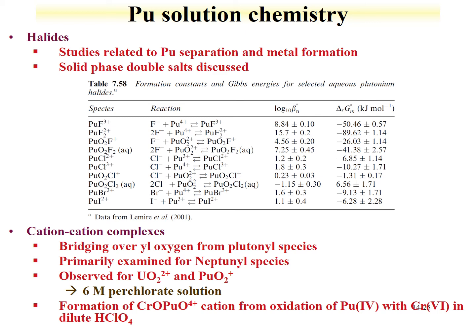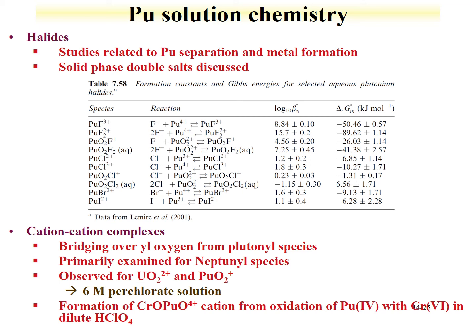Plutonium halides have also been extensively studied. This is related to plutonium separations and metal formations. Data is presented here: number of species, the given reactions, the complexation constants, and the Gibbs free energy. All this information for the fluorides, the oxyfluorides, chlorides, bromides, and iodides listed here can be used to understand, predict, and model the behavior of plutonium halide species in solution.